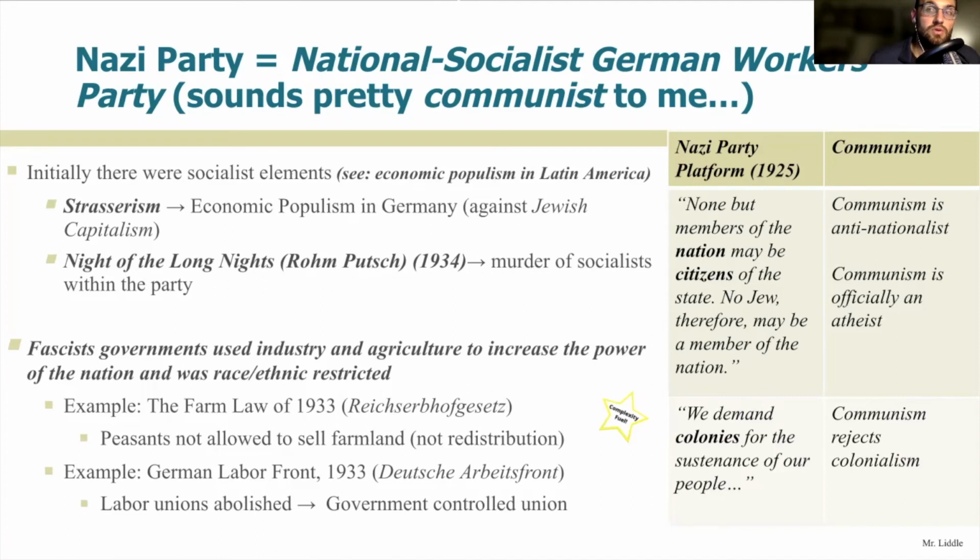So I want to quickly look at two examples that are sometimes brought up as proof that the Nazis were actually communists. One would be the Farm Law of 1933, the Reichserbhofgesetz. And basically it said peasants were not allowed to sell their farmland.